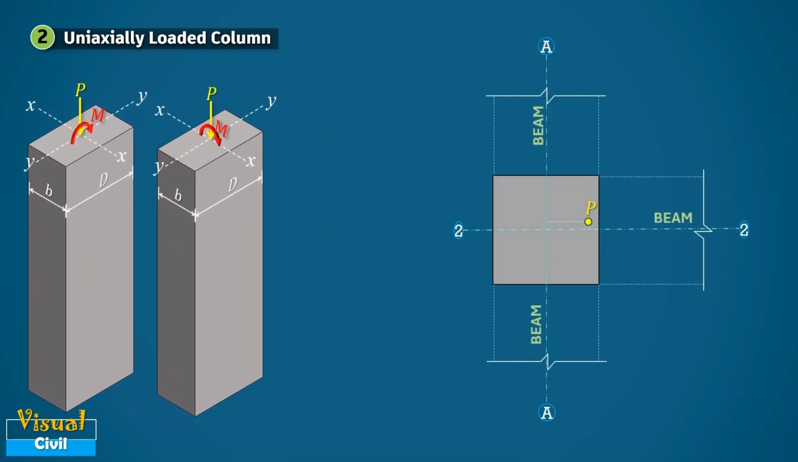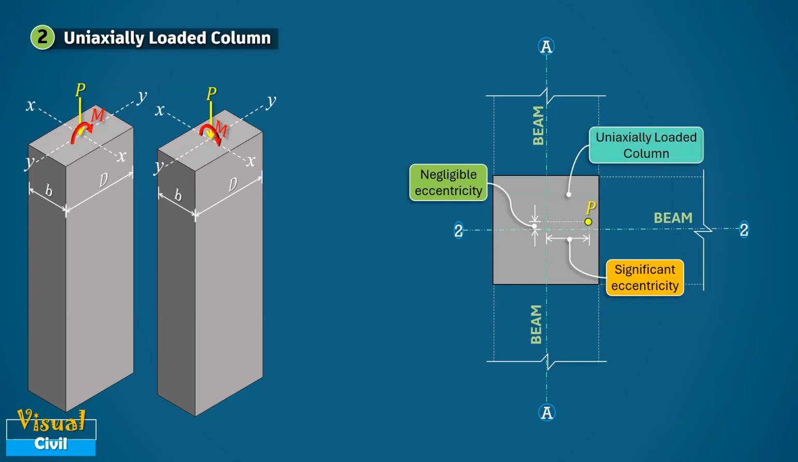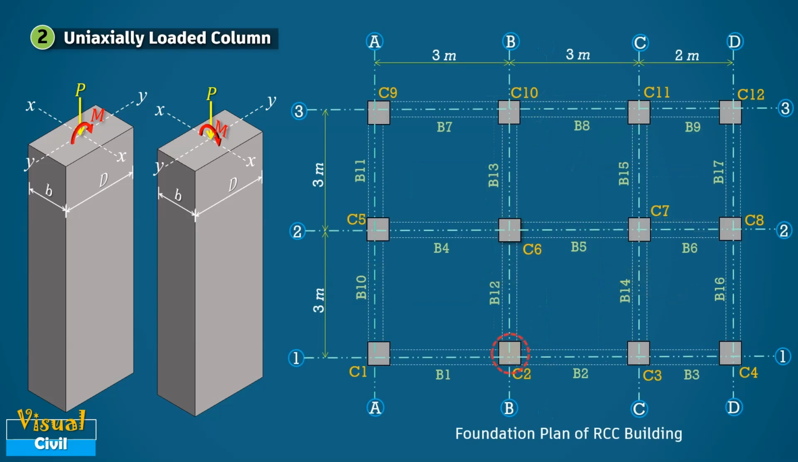In practice, when the eccentricity of load in column about one axis is negligible, whereas the eccentricity about the other axis is significant, then column can be termed as uniaxially loaded column. This situation is usually encountered in the exterior columns of interior building frame. For example, columns C2, C5, C8 and C10 of the given plan are in the same situation, which can be classified as uniaxially loaded column.